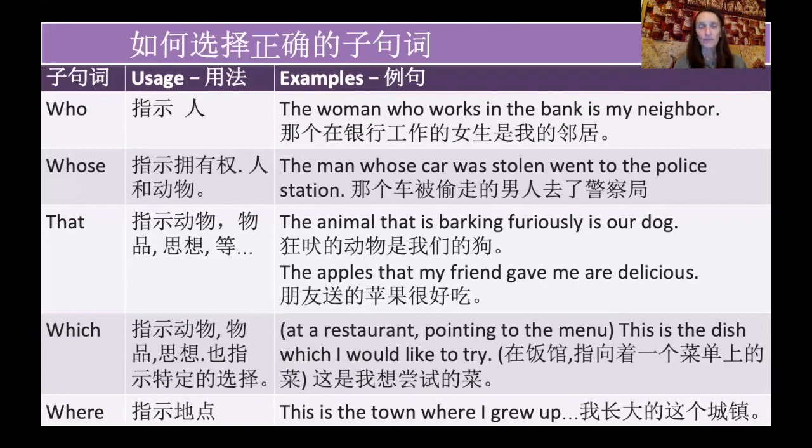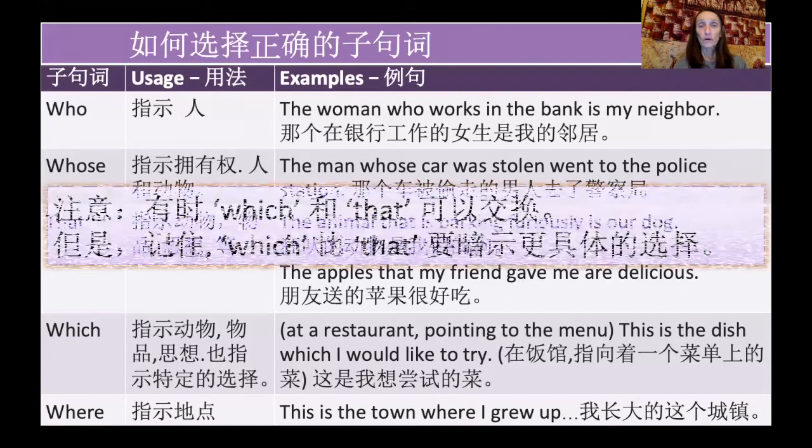So that's important. And finally, we have the word where. And we looked at that in the sentences before, in the sentences in the homework assignment that I wrote, 我写的. So where indicates a place. Okay, so 指示地点. This is the town where I grew up. 我长大的是这个城镇.